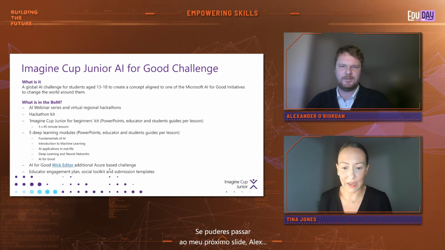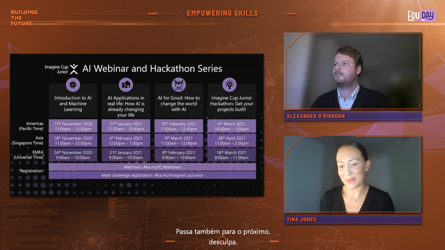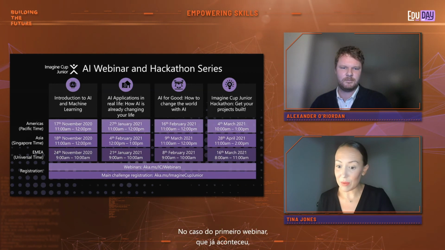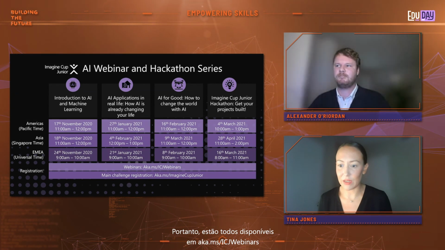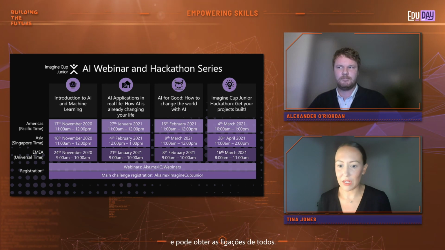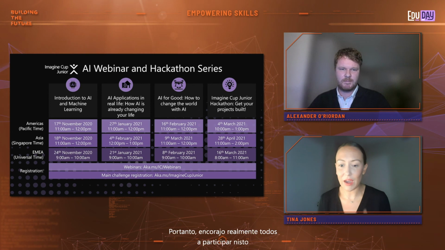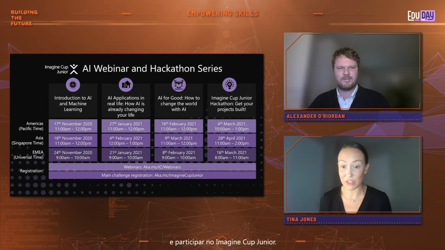They've already started. If you could flick to my next slide, Alex. But they're available recorded. Just go on to the next one as well, sorry. Awesome. So these are the webinars that we've got. The ones, webinar one that have already been, you can still access the recording. So all of these are available at aka.ms/ICJwebinars, and you can go in and get the join links for them, and also for the recordings for the ones that you've missed. So highly encourage everybody to take part in those and get their students excited about learning about artificial intelligence and taking part in Imagine Cup Junior.